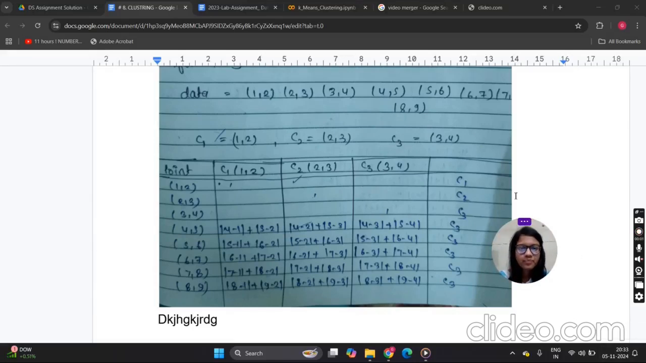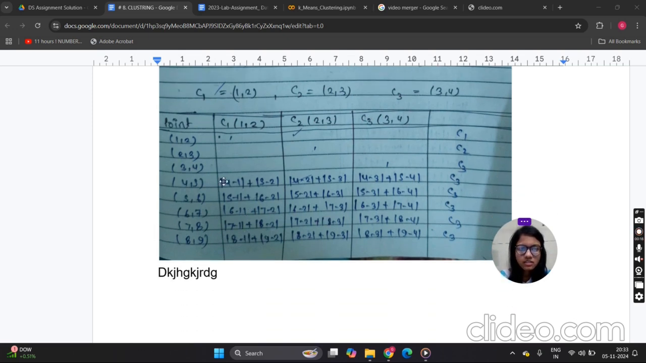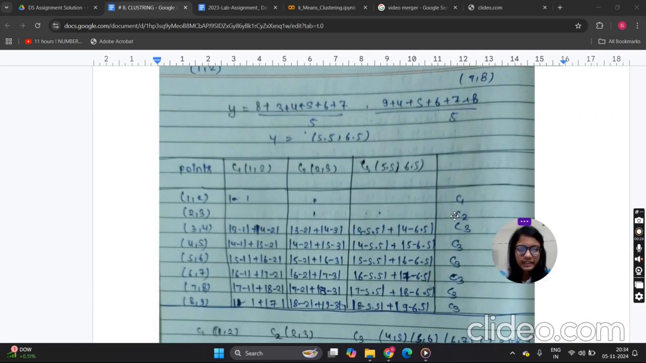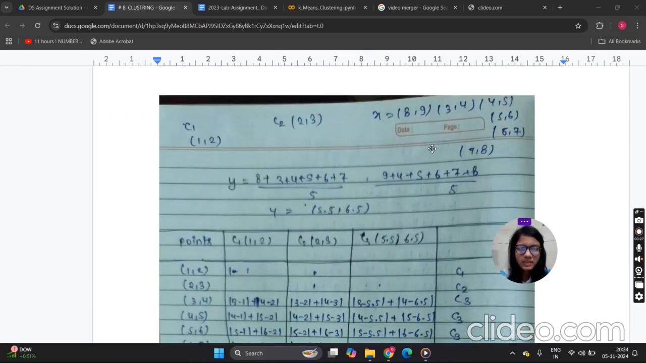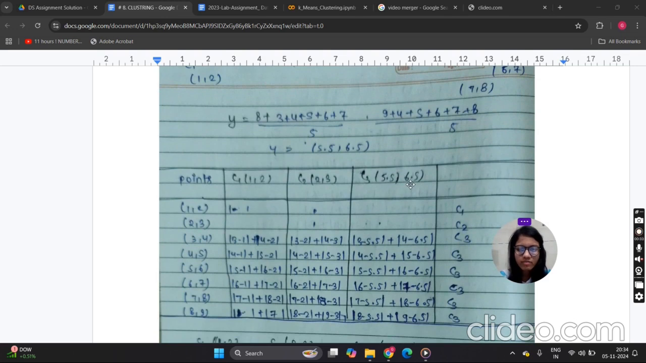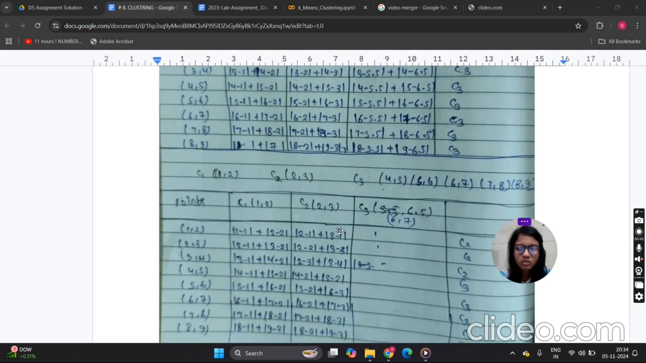Next, for k equal to 3, the centroids are C1 equal to 1 2, C2 equal to 2 3, and C3 equal to 3 4. With these data points, we calculate the distance for each data point to C1, C2 and C3. Here we calculate the mean of each x and y point. So 5.5 and 6.5 is our C3 centroid. Again we calculate the points, and our centroid is also calculated.